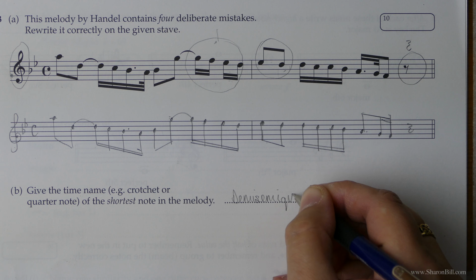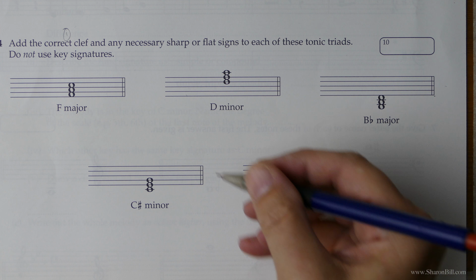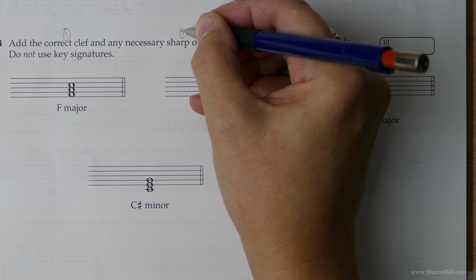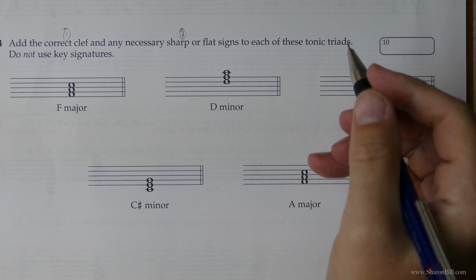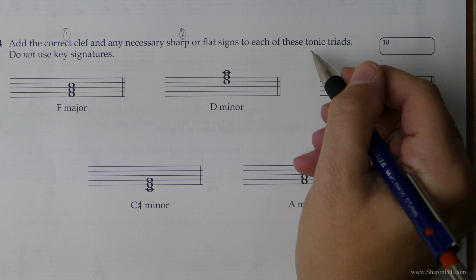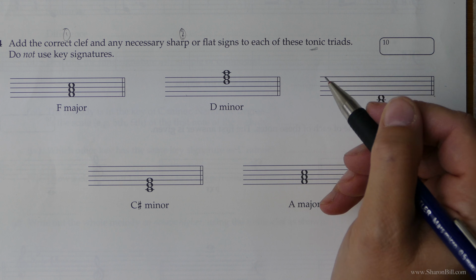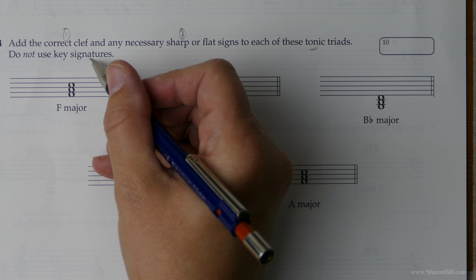Let's look at the next one. So we've got a few pointers to watch out for here. We need to add the correct clef, and we need to add any necessary sharp or flat signs to each of these triads, tonic triads. There's another clue that we're looking for. Do not use key signatures.